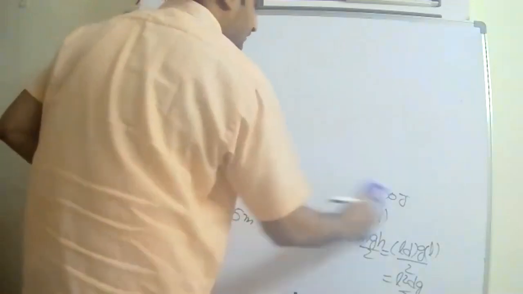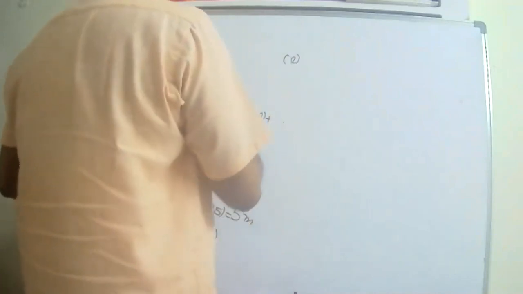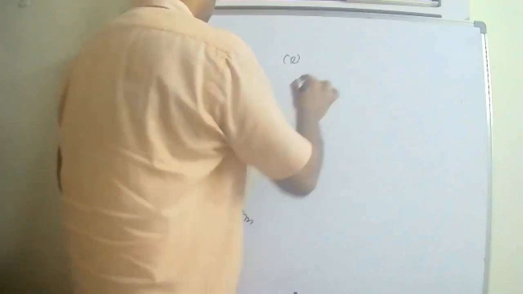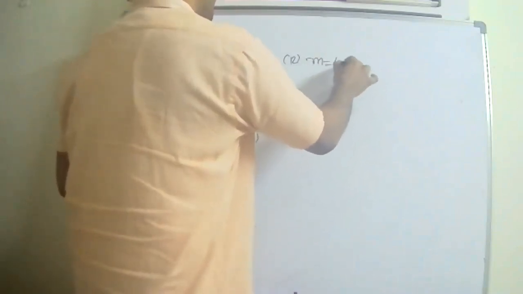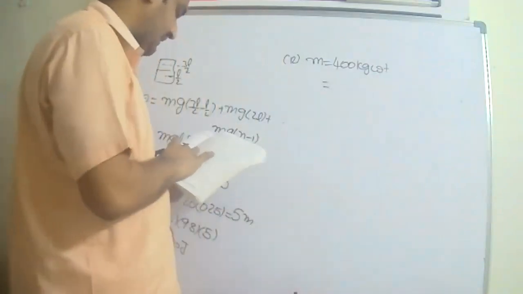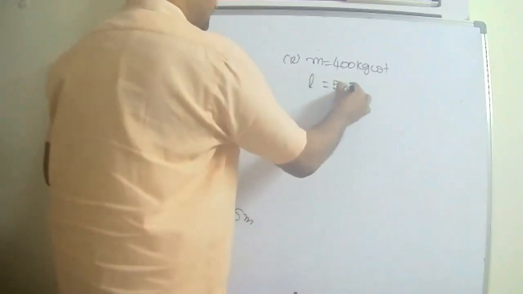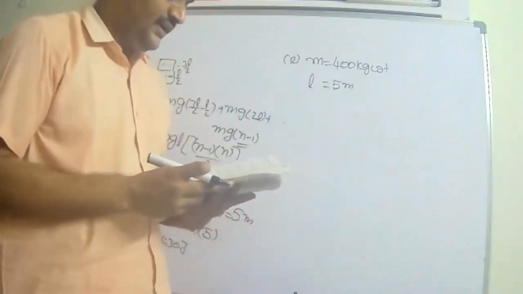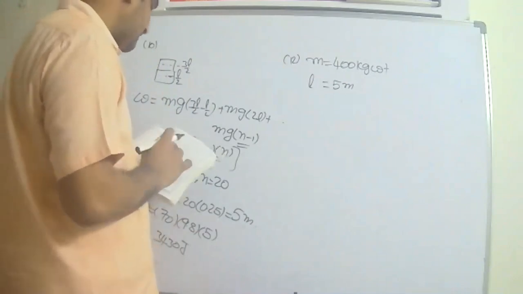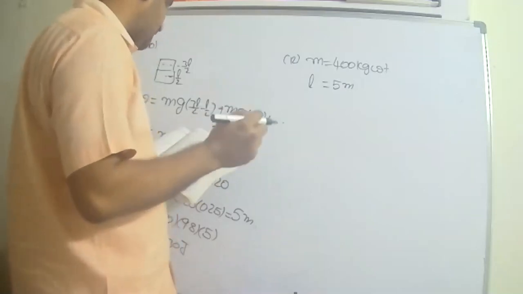Next one. A crate weighing 400 kg weight, so mass is equal to 400 kg weight. That means, no, whatever weight 400 kg has, that much. Suspended from end of a rope of length 5 meters, it is pushed aside 3 meters from the vertical and held there by a force of 300 kg weight. Okay. Work done by the force in holding the crate in this position.